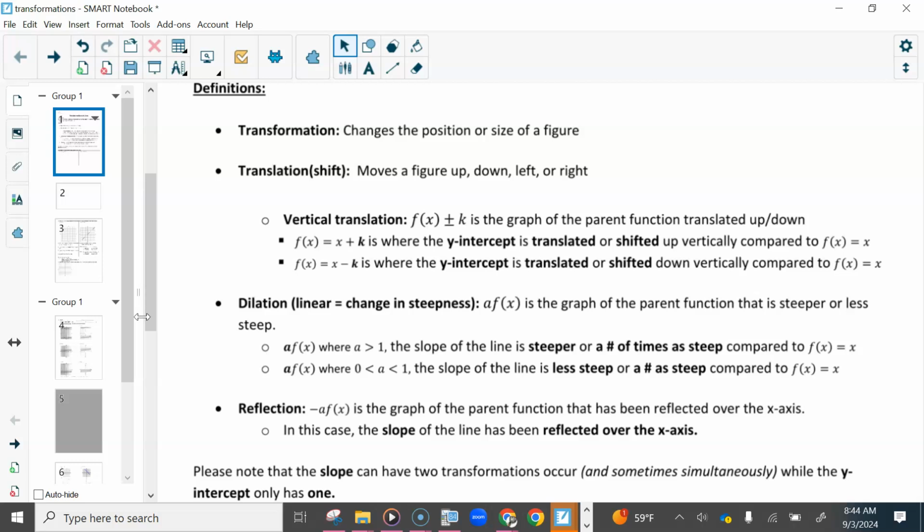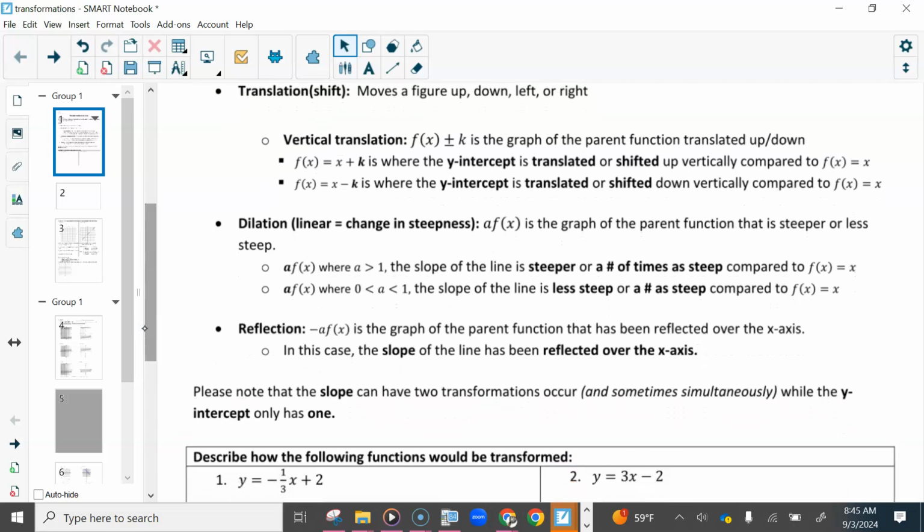And in the exploration, you were seeing C, that's the same as K here. In general, you'll see K and not C as the all functions vertical translation. So if I have some plus or minus K, it's being translated up or down. If it's plus K, the y-intercept is translated or shifted up. If it's minus K, the y-intercept is translated or shifted down. So we need to keep those words together: y-intercept translated or y-intercept shifted, and it moves up or down.